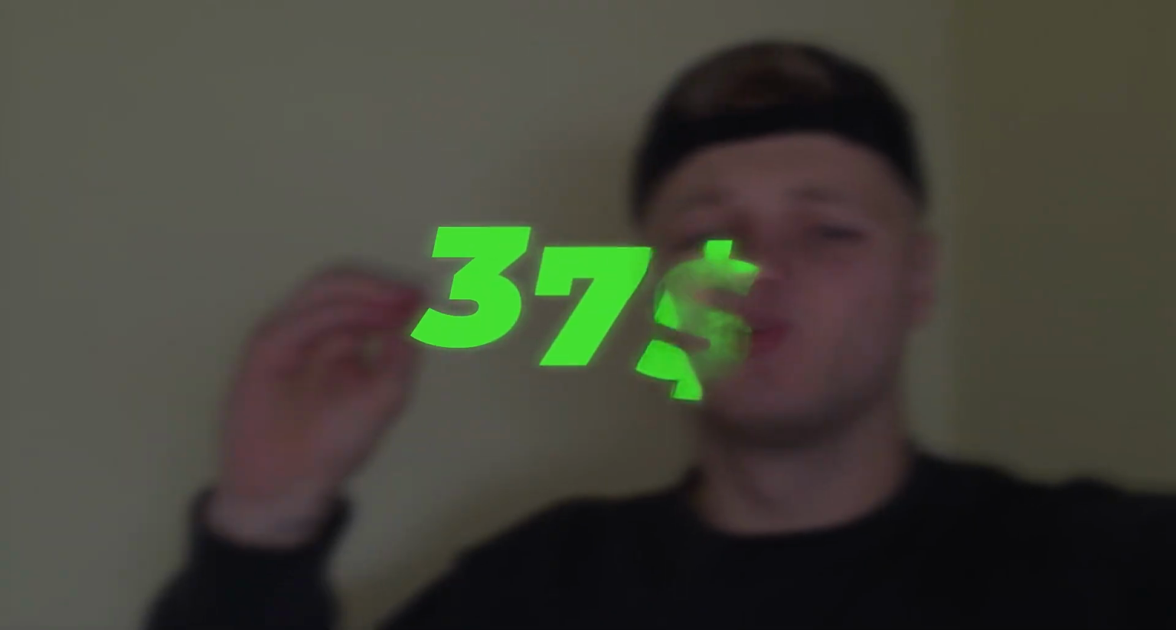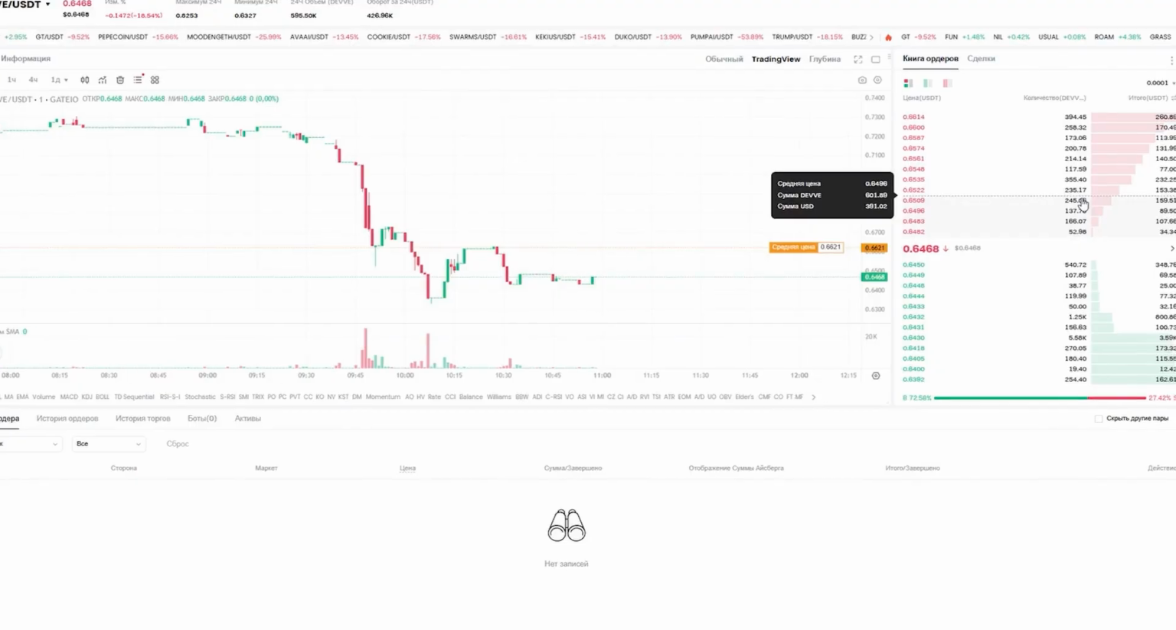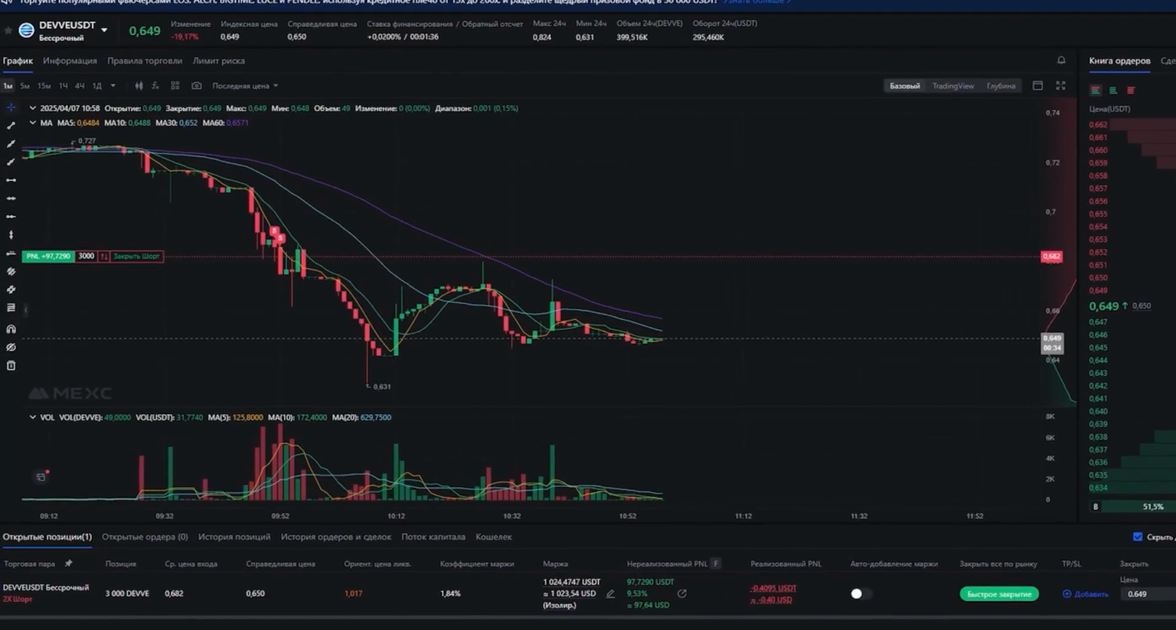I made $37 in an hour through crypto arbitrage. I bought a token on Gate and shorted it on MEXC, while others were scrolling through memes, trading something or investing. I had already taken my profit and closed the deal. How is this done? Let's go.